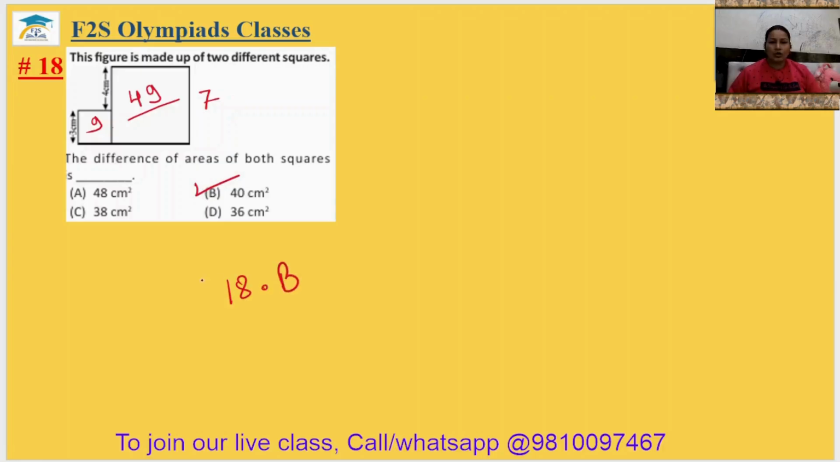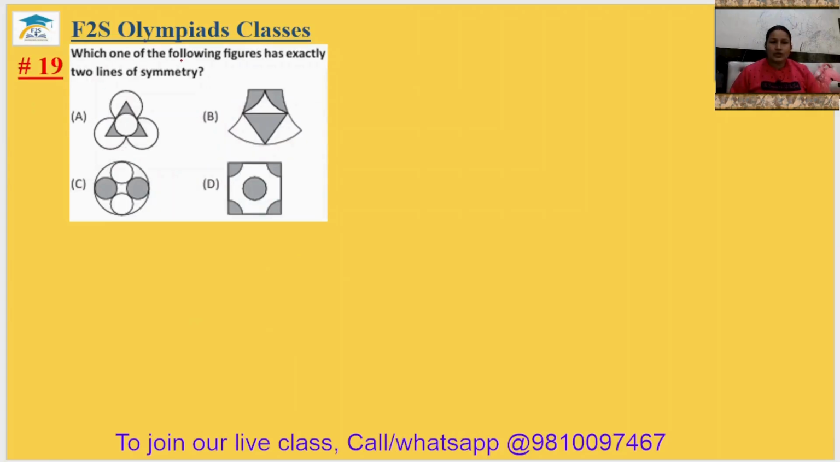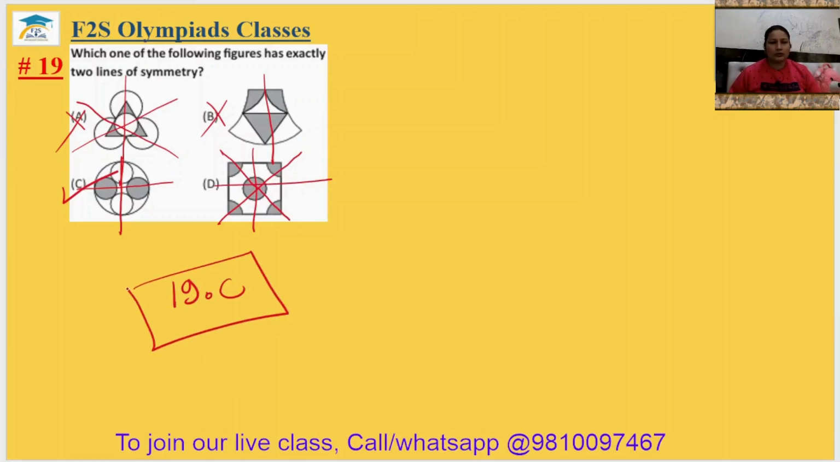18th answer will be option B. Question number 19. Which one of the following figures has exactly two lines of symmetry? If we see this one, there are 1, 2, 3 lines of symmetry. Rejected. There is only one line of symmetry. Rejected. There is one line this side, one line this side. Two lines of symmetry is there. And here one line, two line, three line, four line. Okay. So 19th answer will be option C because it has exactly two lines of symmetry.